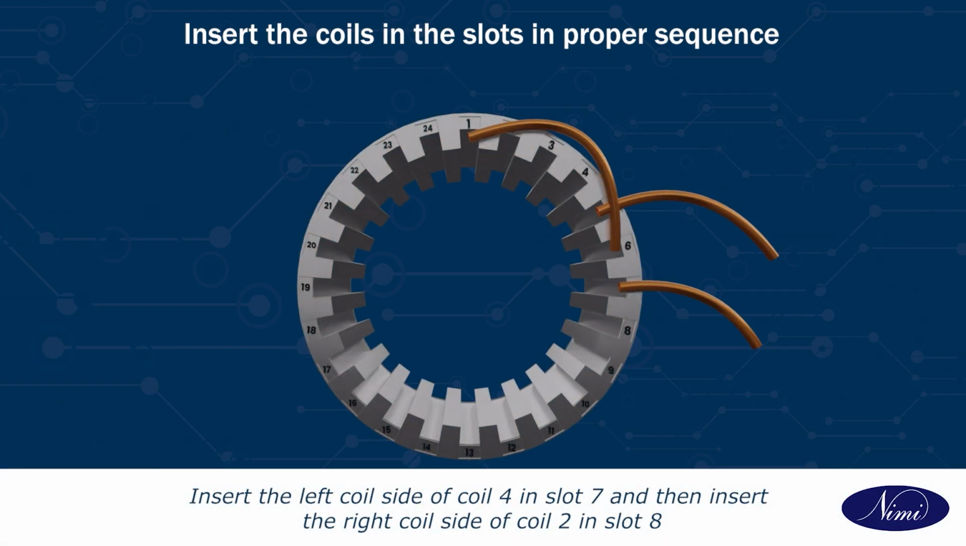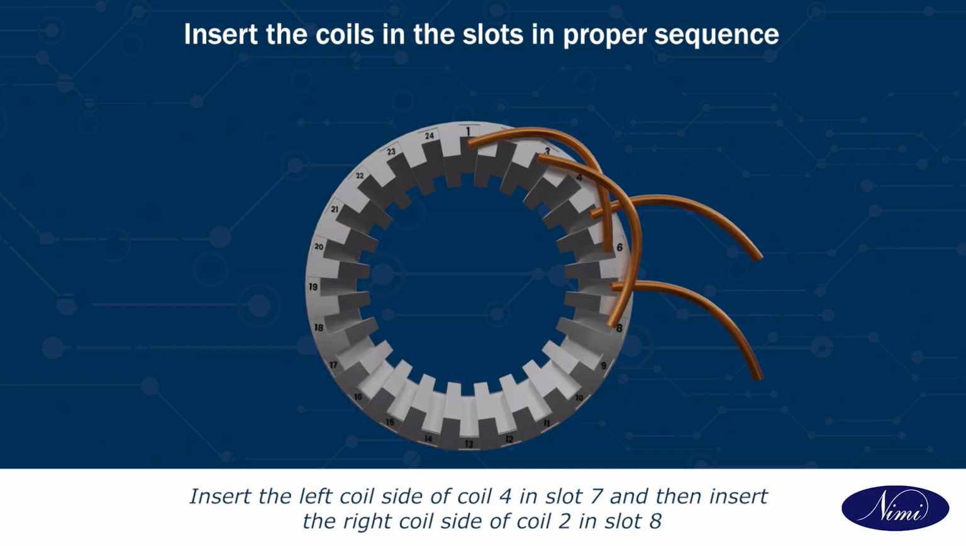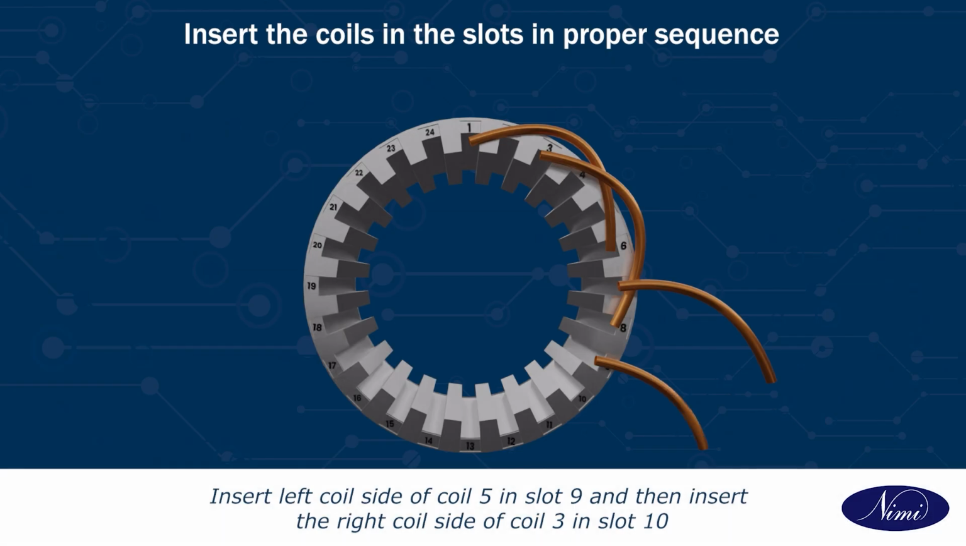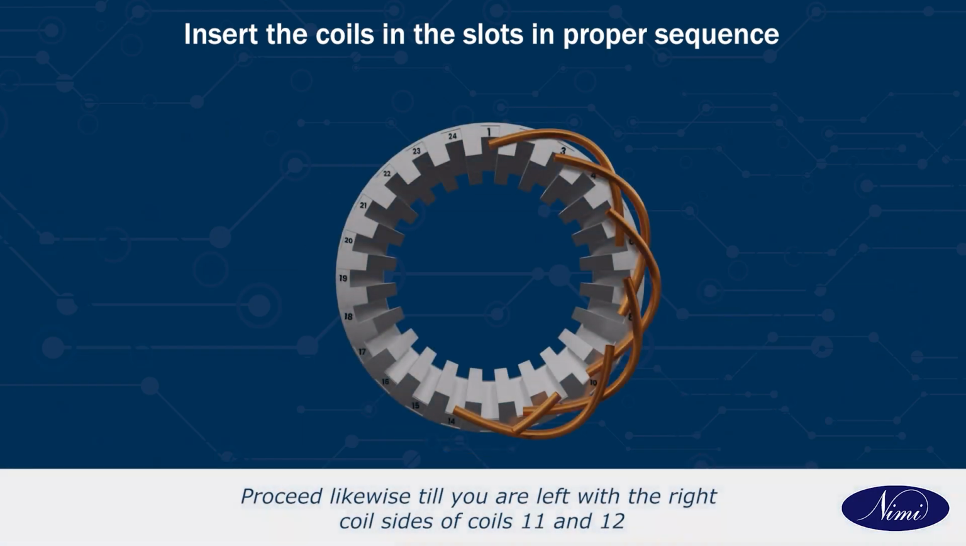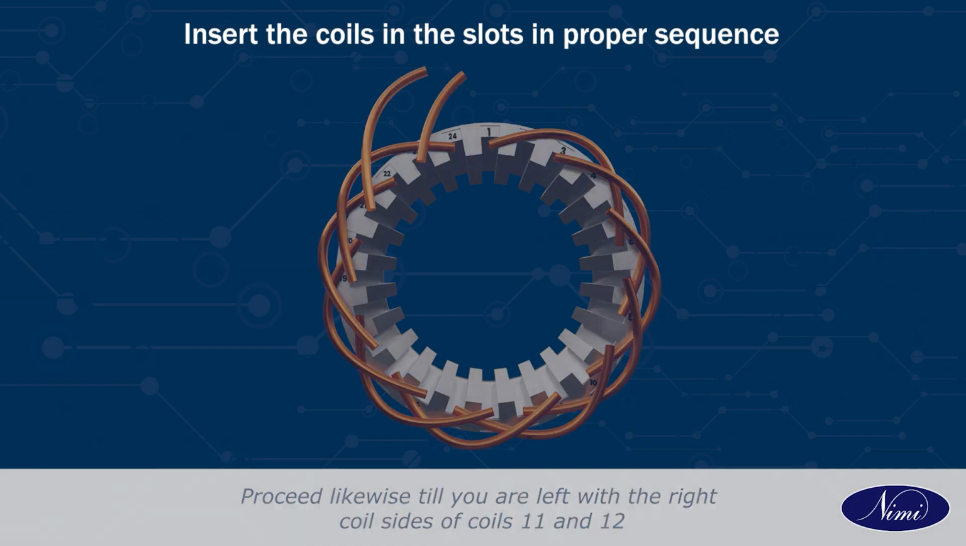Insert the left coil side of coil 4 in slot 7 and then insert the right coil side of coil 2 in slot 8. Insert left coil side of coil 5 in slot 9 and then insert the right coil side of coil 3 in slot 10. Proceed likewise till you are left with the right coil sides of coils 11 and 12.